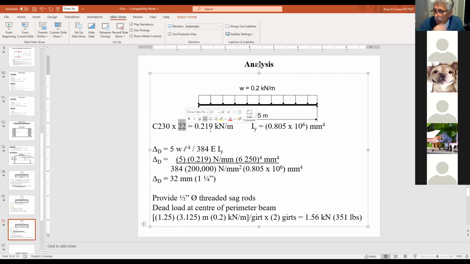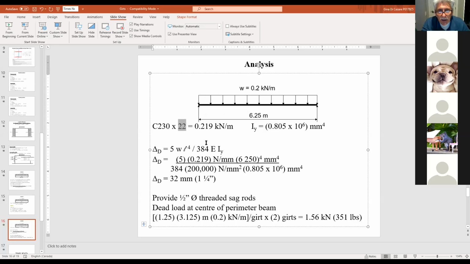Let me check. In other words, I took it straight out of the steel book. The steel book tells me it weighs 0.219. Now, if I want to check the steel book, I take 22 times 9.81 divided by 1,000. Yeah, 0.21. That's about what they're saying it weighs. So this is accurate enough.